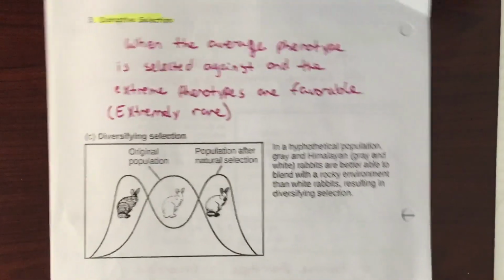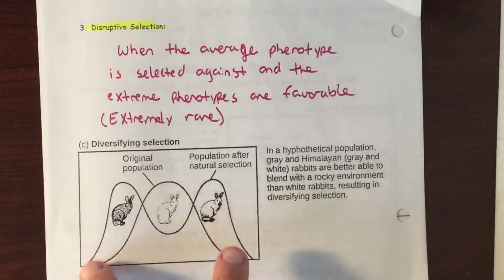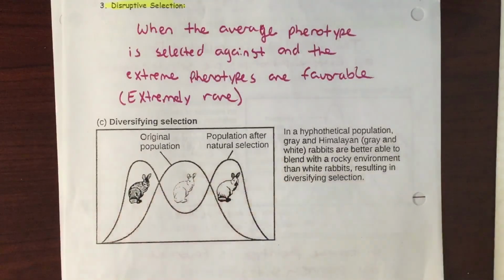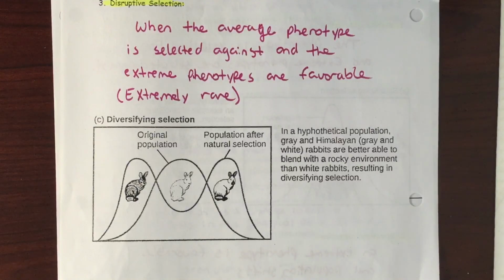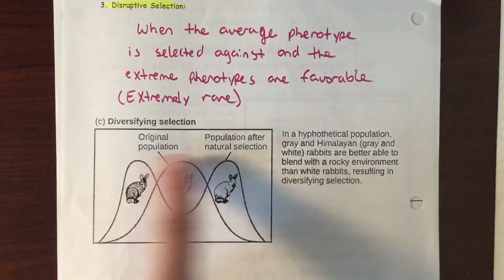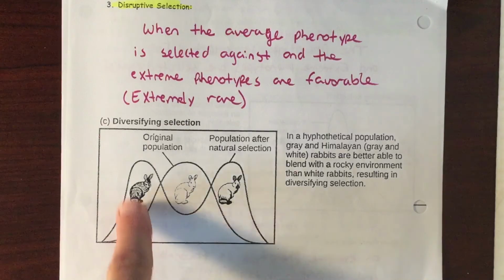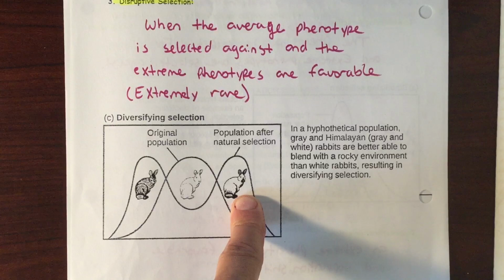Disruptive selection. This one's a little bit more rare. So the average phenotype is selected against, and the extreme phenotypes are favorable. But what can happen is that it can produce 2 separate populations eventually. So in a hypothetical population, we have gray and Himalayan, which is gray and white rabbits, that are able to better blend into rocky environments than the white rabbits. So these 2 actually blend in better. So within a population, there's variation. So mom has a couple bunnies, one's white and gray, one's gray. Well, this one blends in pretty well. This one blends in pretty well.